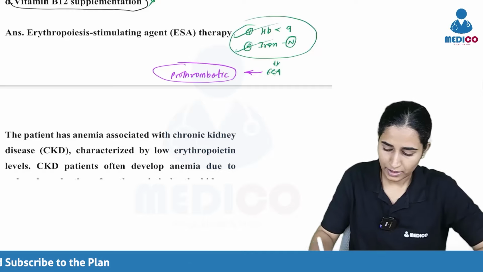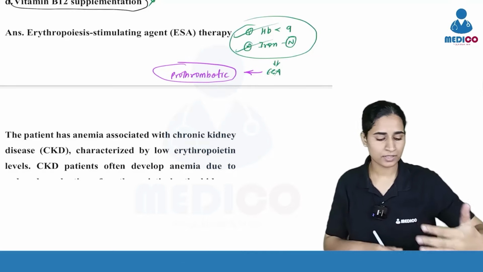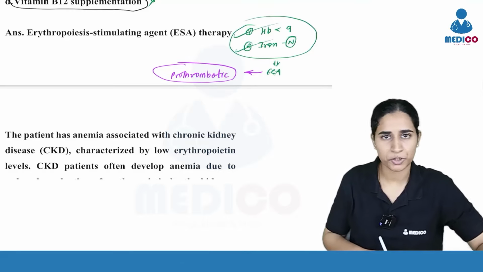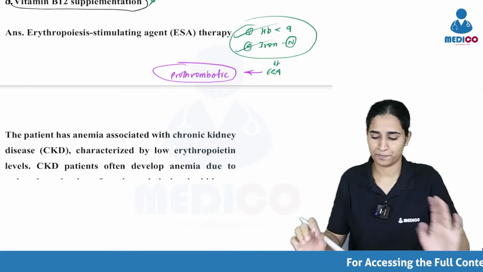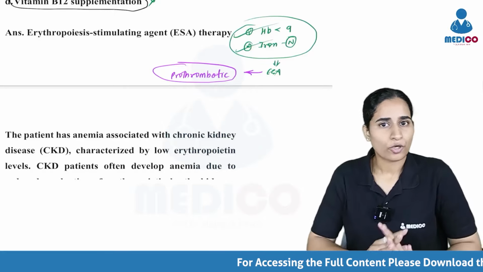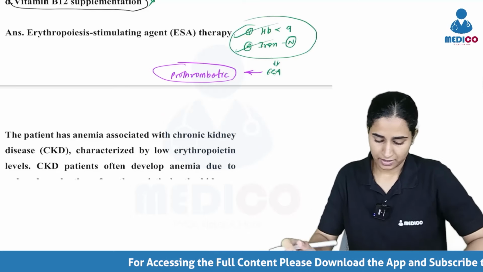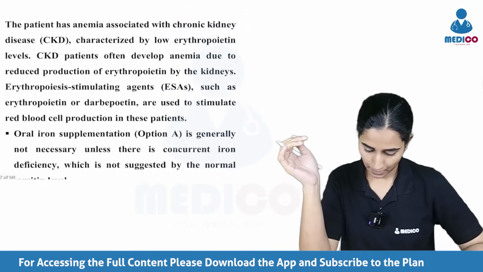Because it's prothrombotic, our cutoff is 9. Suppose the Hb is 7 and you started them on erythropoietin stimulating agents. Now it's reached 9, stop them. Enough. So more than 9, you're not going to give erythropoietin stimulating agents. That thing should be noted.